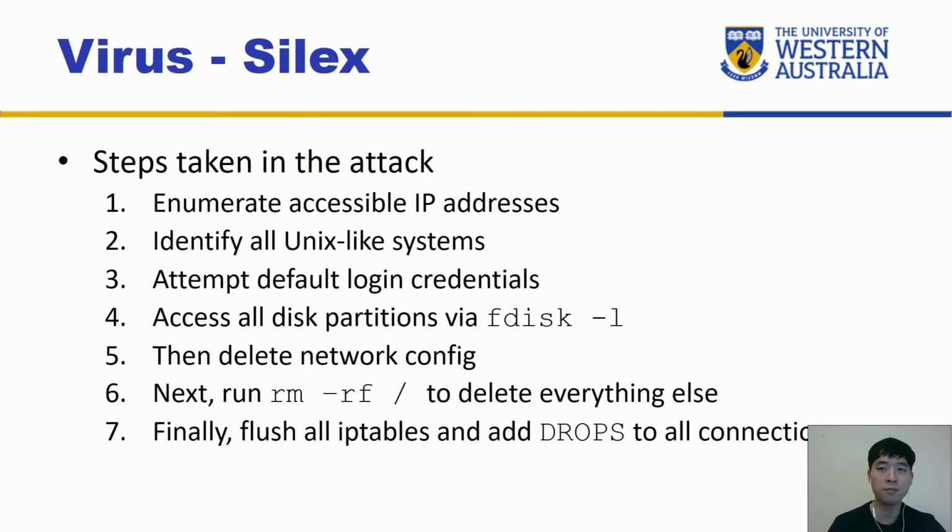Okay, so let's have a look at it a bit more step by step. First one is enumerate accessible IP addresses. And then it identifies all Unix-like systems. So this virus looks at all the IP addresses it can connect to within the IoT, and then if it's a Unix-like system, it will try to log in using the default credentials. And believe it or not, a lot of IoT devices still use default login credentials. Yeah, hence, design is very important.